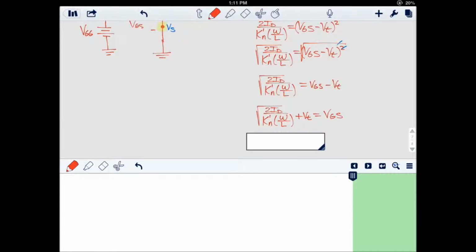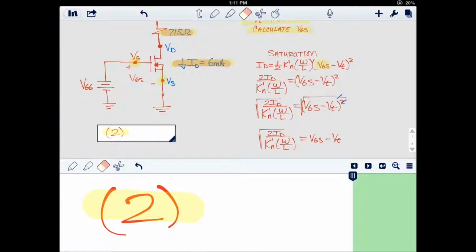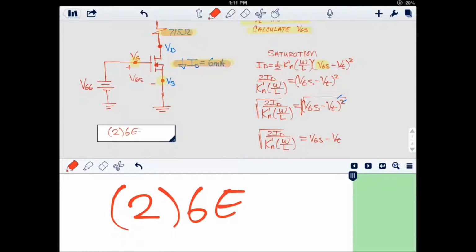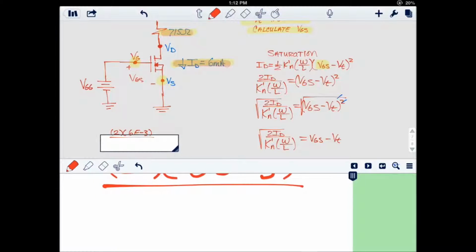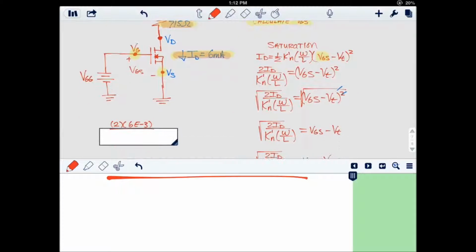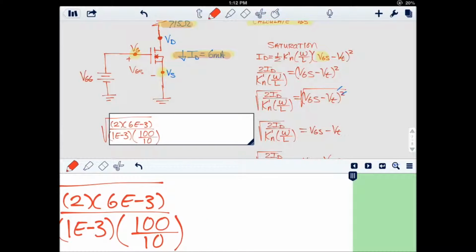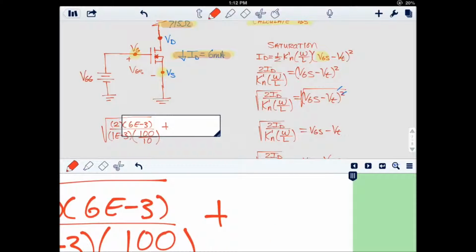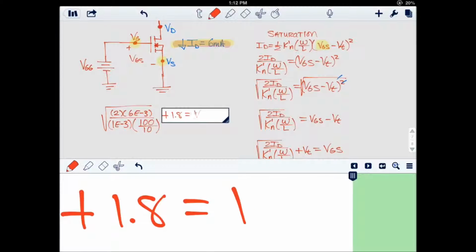Now all we have to do is substitute. So we have 2 times the current, 6 milli, over 1 milli times 100 over 10, all that squared, plus the threshold, and the square root of that. Yeah, there we go.